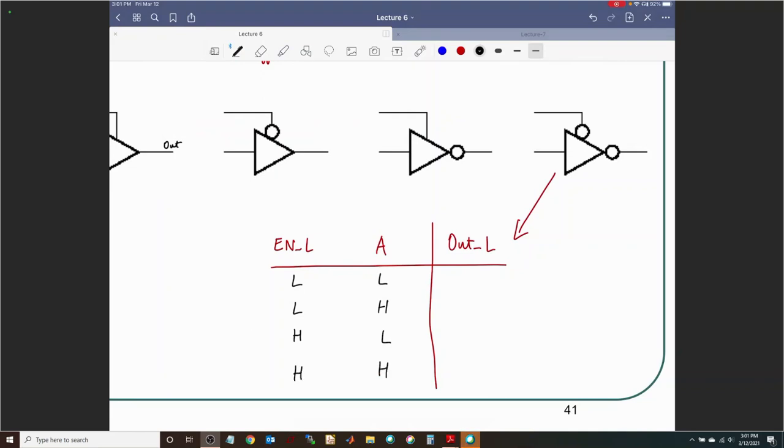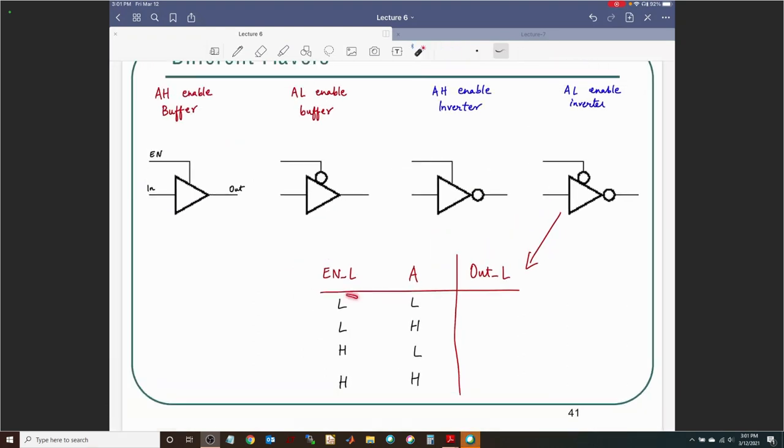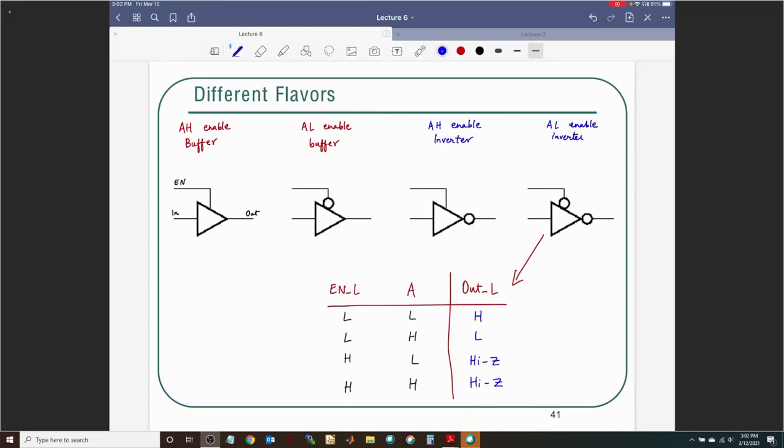So what do you guys think for the first case, when enable underscore L is low, A is low, what would be out underscore L? You wouldn't put an X for A. Yeah, I just put both of them. Sure, we can do that as well. I just want to write all the four possibilities. High. So if input is low, because it's an inverter, high comes out. What about the next one? It is still enabled. Input is high, output would be low. And for the last two cases, it is disabled, and the output will be in the high-Z state, disconnected. You guys see that? All right, so four different flavors for the tri-state buffer or the tri-state inverter.